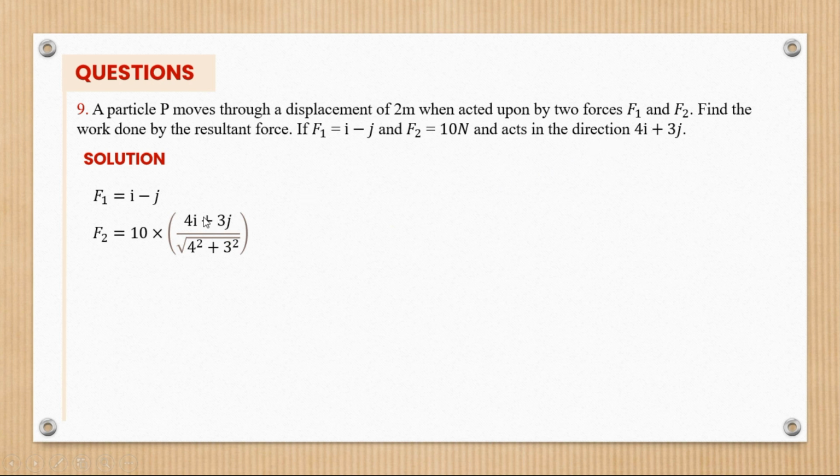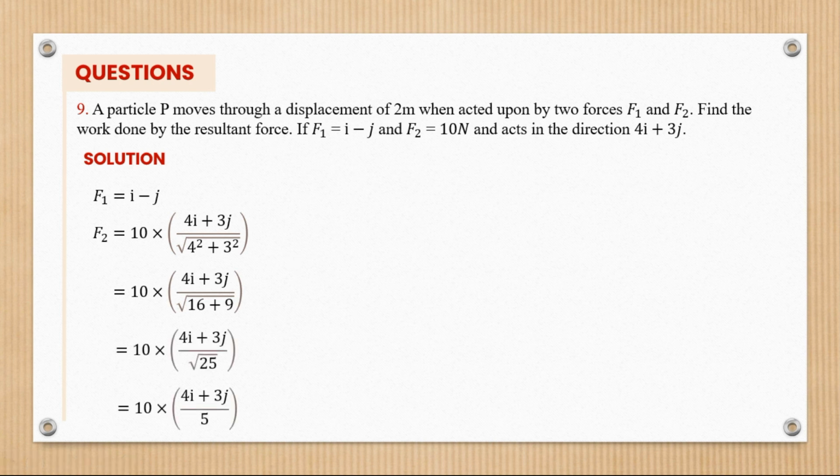So this is what we'll have, 4i plus 3j over root of 4 squared plus 3 squared, of which F2 shall actually be equal to this. So if I solve this further, I'll have 2 times 4i plus 3j, which is the same as 8i plus 6j, and that is force F2 in vector form. So now that I have that in vector form, I can find the resultant force.